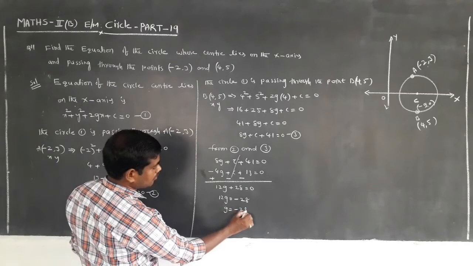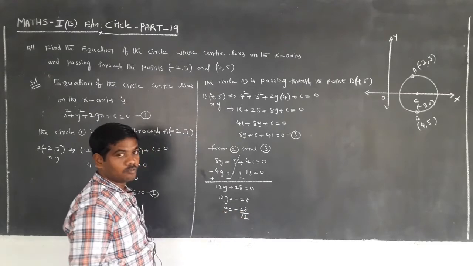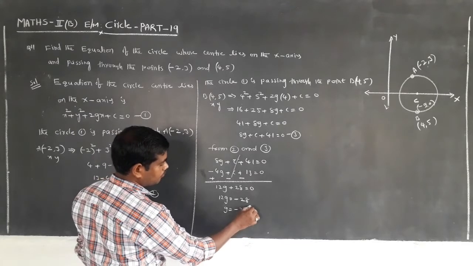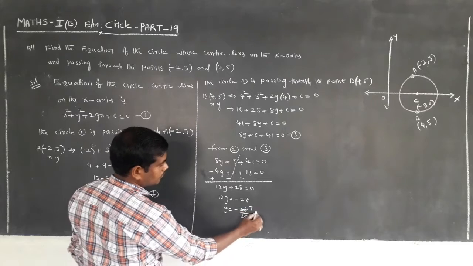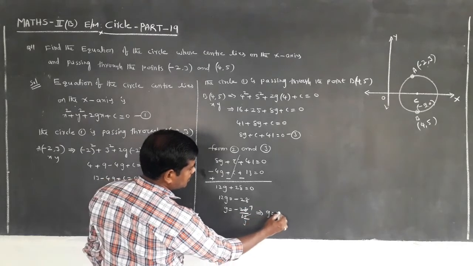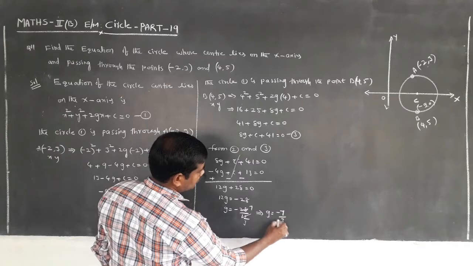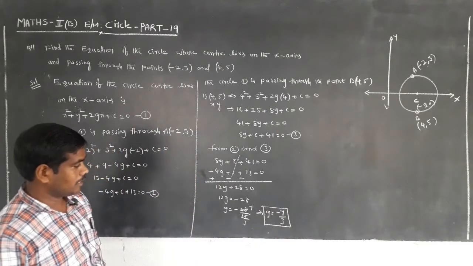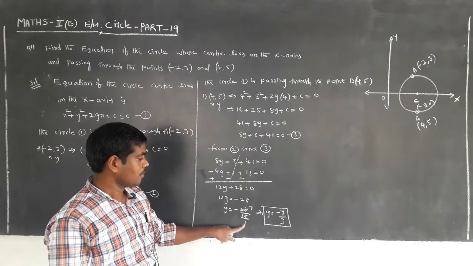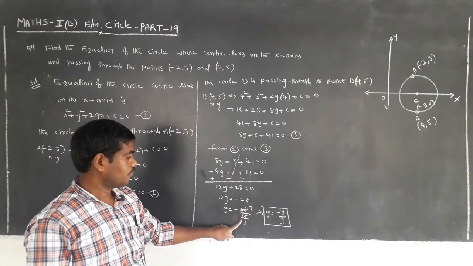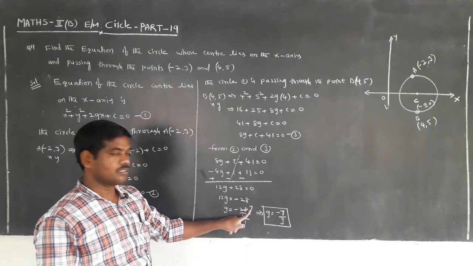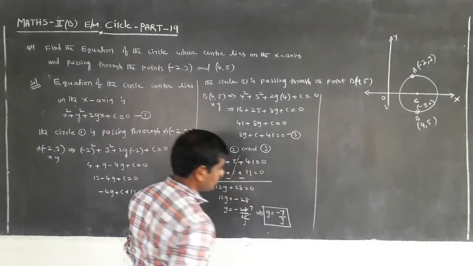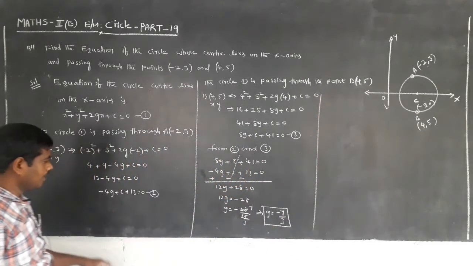G is equal to minus 28 by 12. Cancel by 4: 4 threes are 12, 4 sevens are 28. Therefore, g is equal to minus 7 by 3.